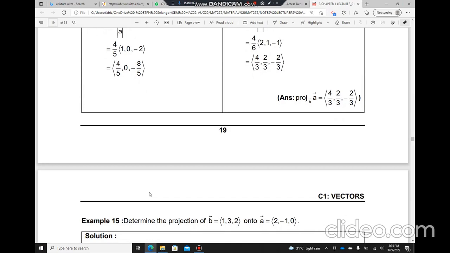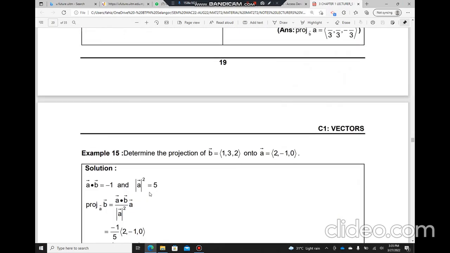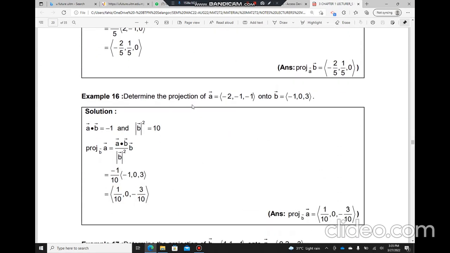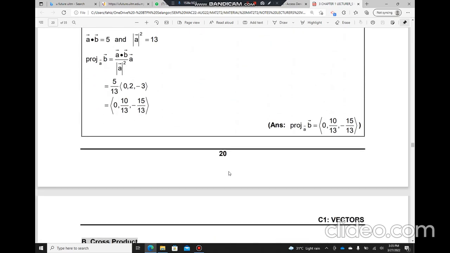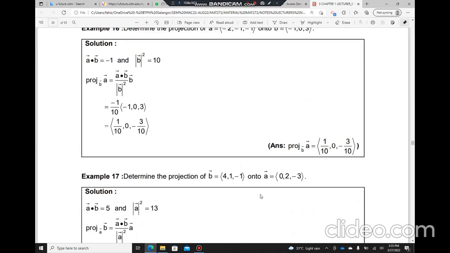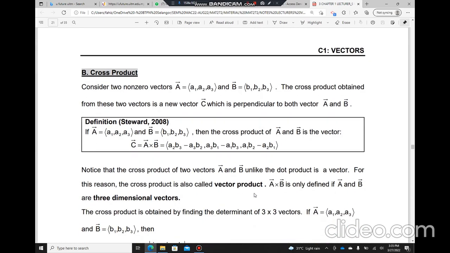Okay, so this one example 14. Same with example 15. Determine the projection of B onto A. Okay, sama. Example 16. Determine the projection of A onto B. Example 17, determine the projection of B onto A. Okay, so you can check the answer here. Okay, next we go to cross product.